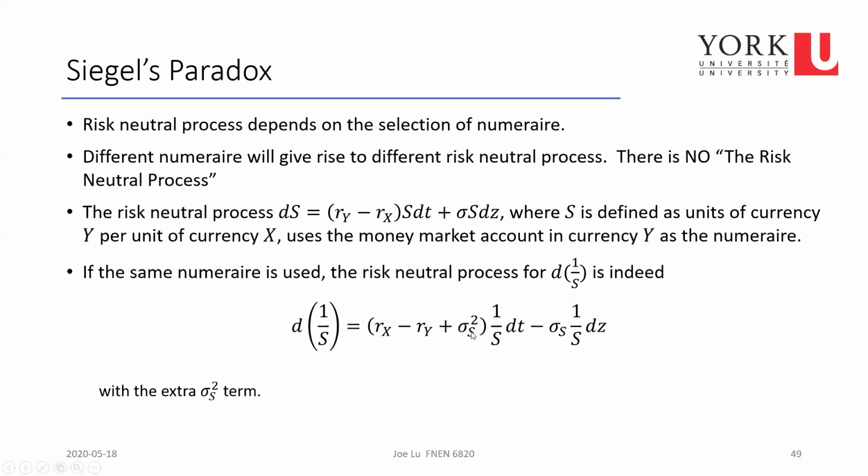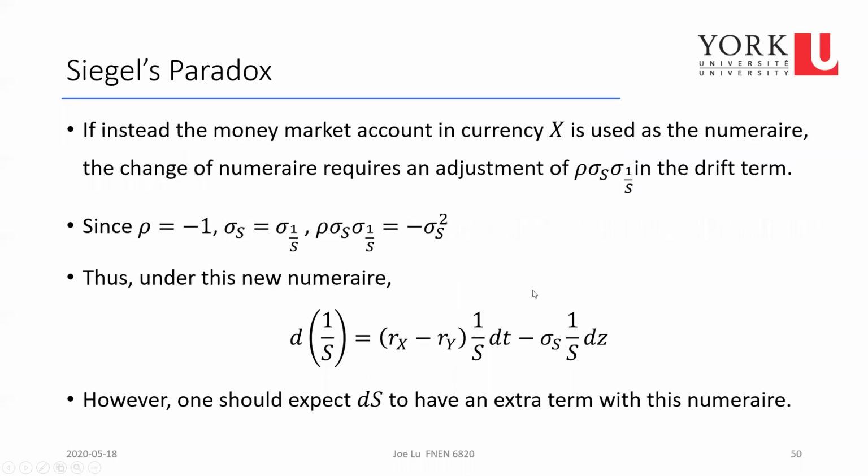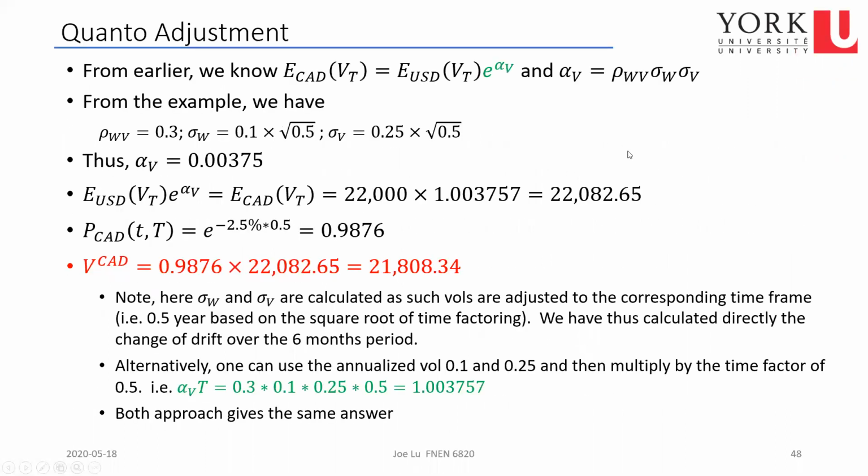And you can get rid of this extra term if you change the numeraire asset to a money market account in currency X. Okay, let's see how we do that. So if instead the money market account in currency X is used as numeraire, the change of numeraire then requires an adjustment. So this adjustment should be in this form, which is very similar to what we have seen before.